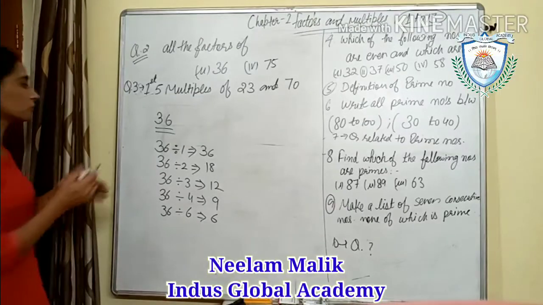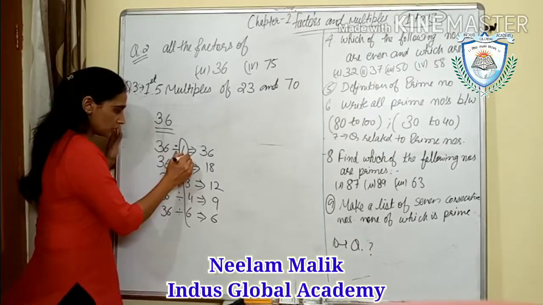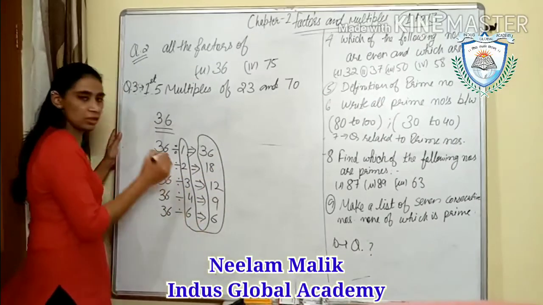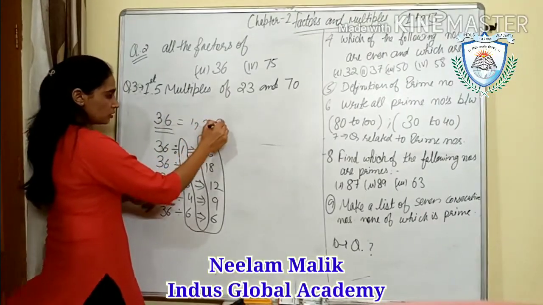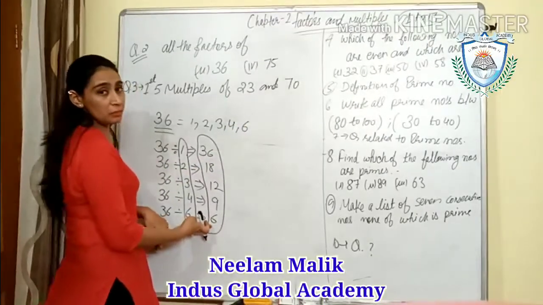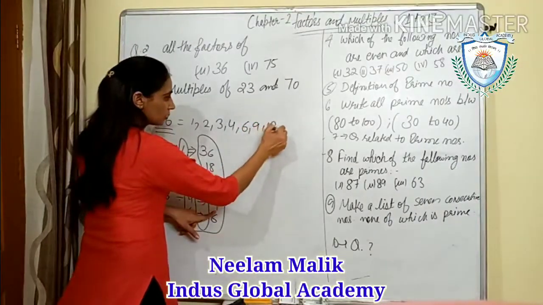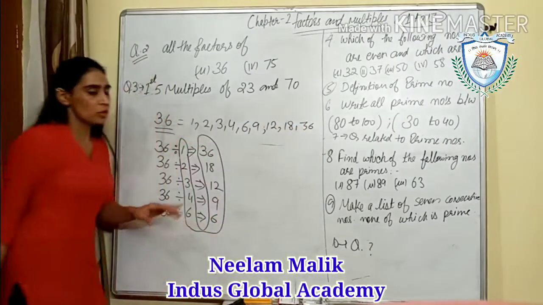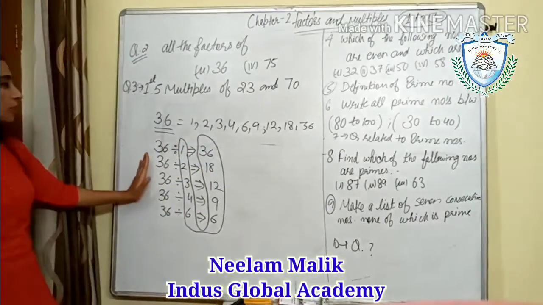Now you will write the factors of 36. You will start from the first one and go like this, then this. So what are the factors of 36? 1, 2, 3, 4, 6. Here is 6, and here is also 6. A repeated number we will not write; we write 6 only one time. After that 9 is a factor, 12, then 18, and 36. So the factors of 36 are only these. How do we find this? By using the division method.